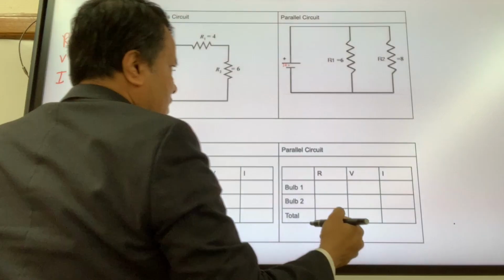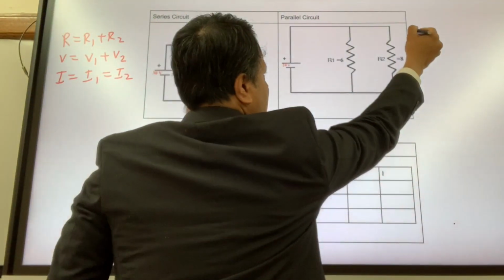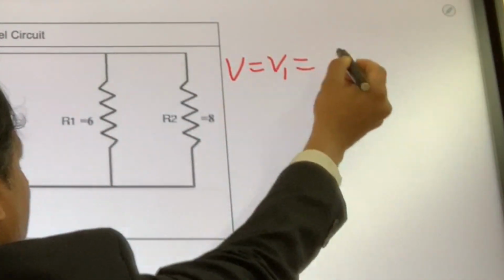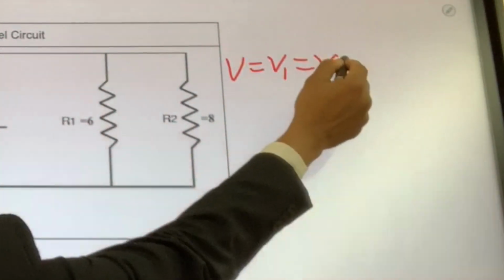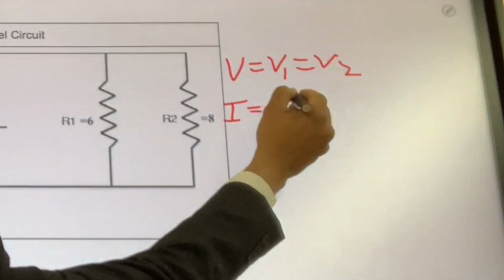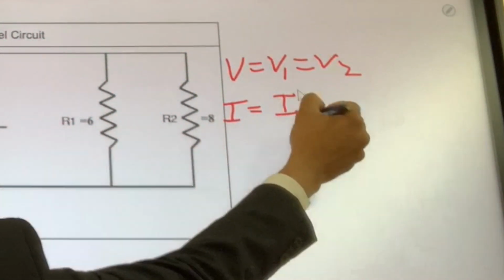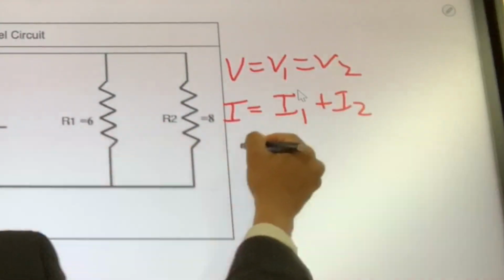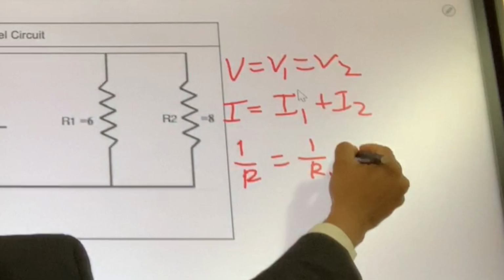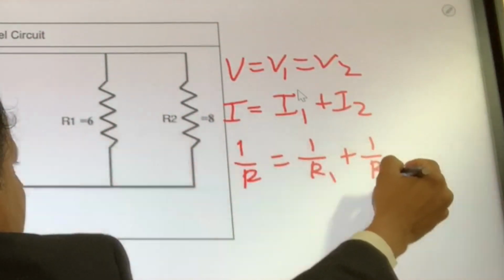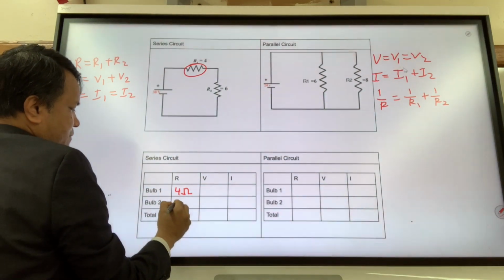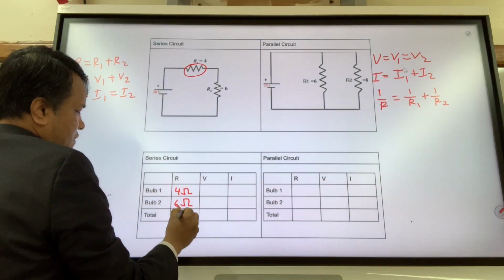So let's write the laws for the parallel circuit. The voltage is the same across the circuit. The current is divided, so the current is shared, and for the resistance, the more resistors you add, the less resistance you have. And I have 6 ohms and 10 ohms involved too.